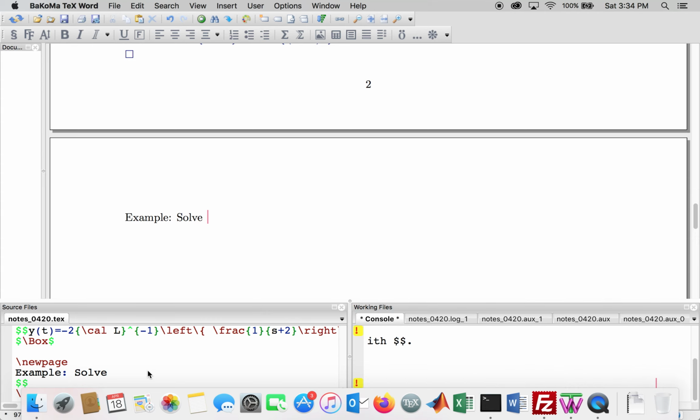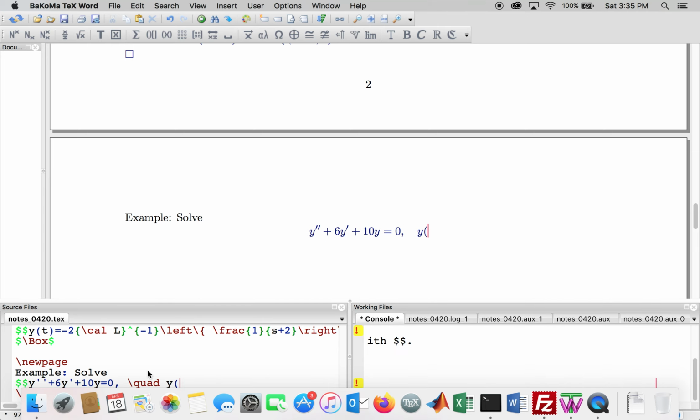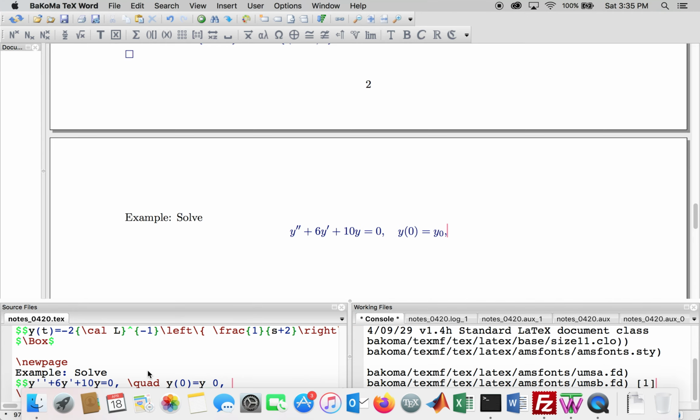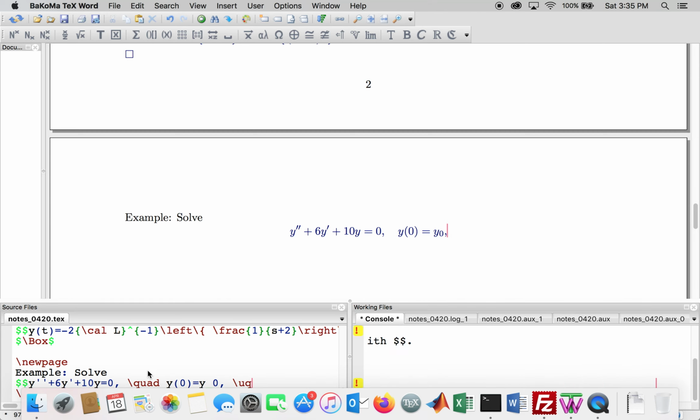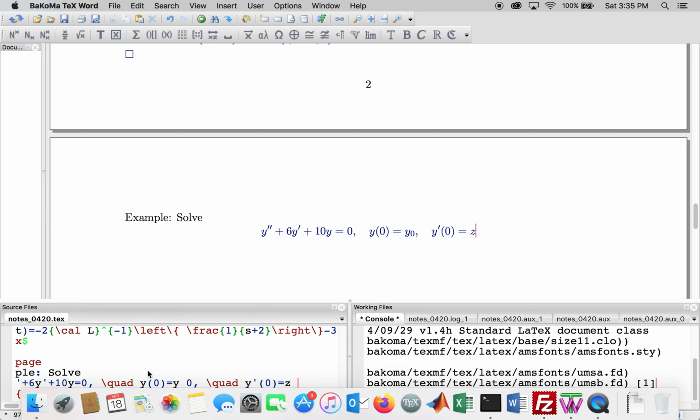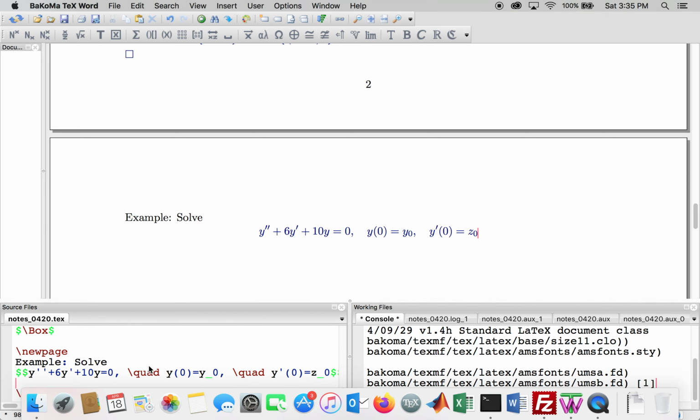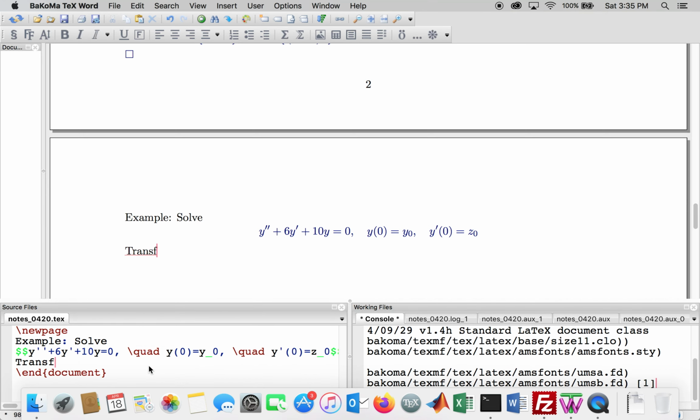So our initial value problem will be y double prime plus 6y prime plus 10y. I just realized there's a typo in the notes. I forgot the y in this term. So I'll fix that. So y of 0, I'm just going to leave it initialized generic in this case. So y of 0 is y naught, y prime of 0 will be called z naught. Okay. So we go ahead and take the transform.